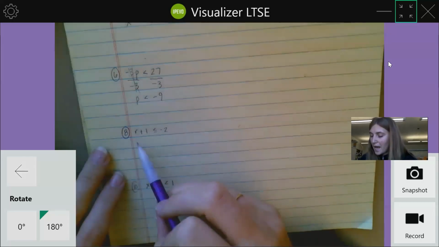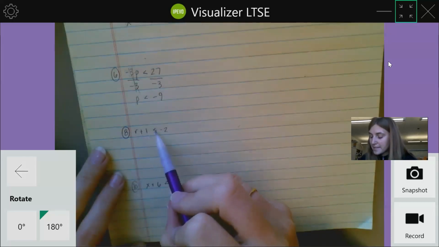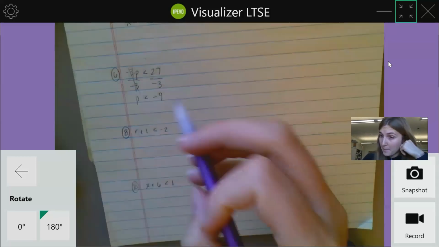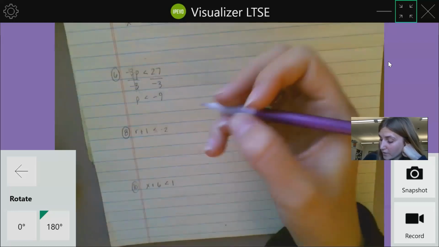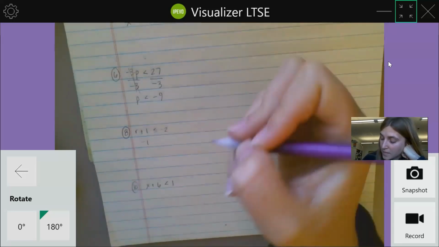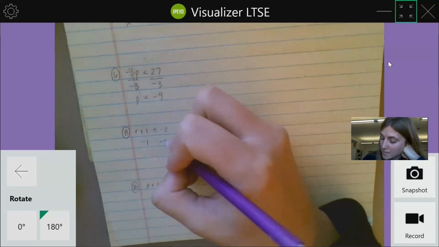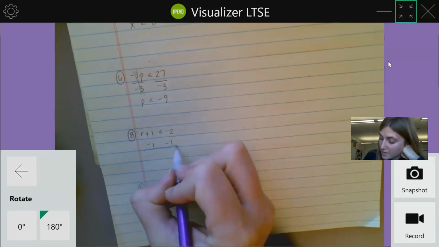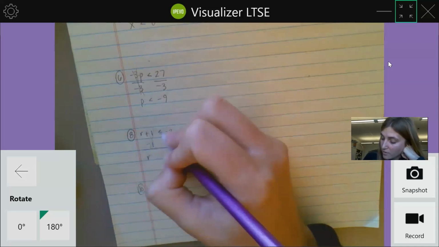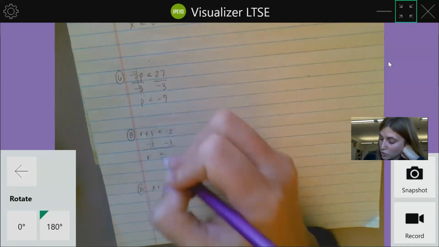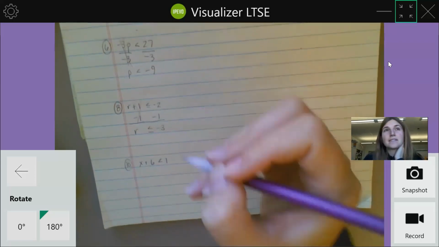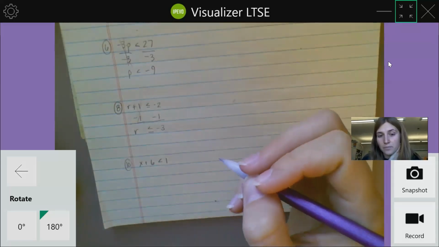All right, so for number 8, r plus 1 is less than or equal to -2. Since I'm adding 1 over here, in order to undo it, I need to subtract 1. If I subtract 1 on this side, that means I subtract 1 on that side. So over here I get r, these cancel out, is less than or equal to -3. r less than or equal to -3.